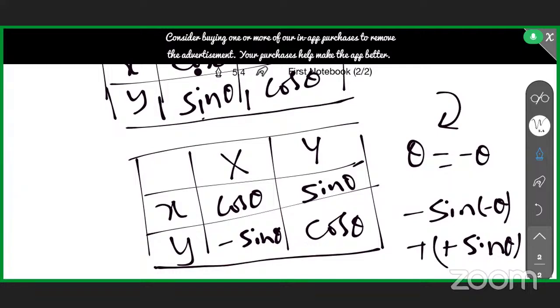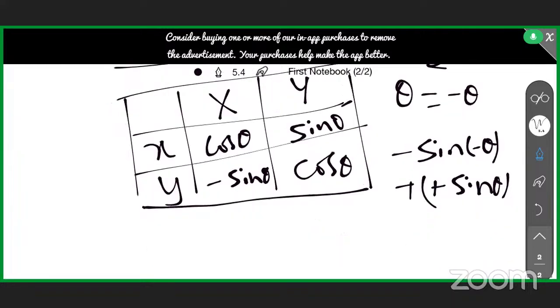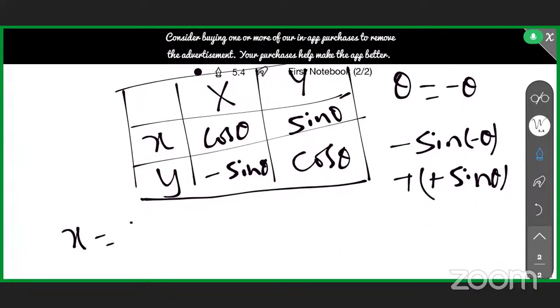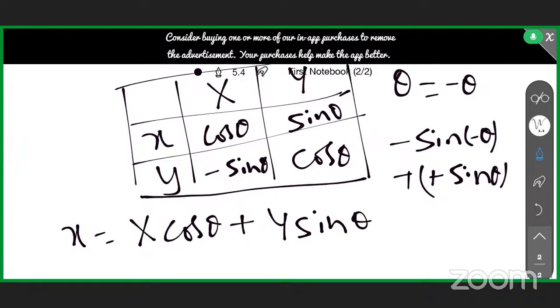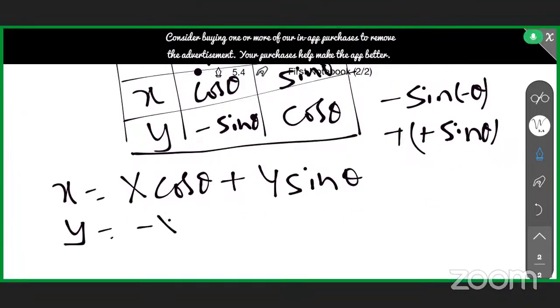Therefore, my x and y will become: capital X is equal to x cos theta plus y sin theta, and my capital Y will become minus x sin theta plus y cos theta. Did you understand this clearly, dear students? Yes, sir. Okay.